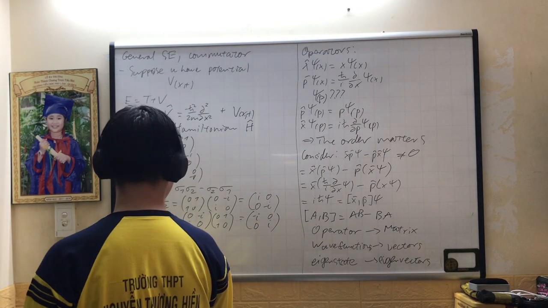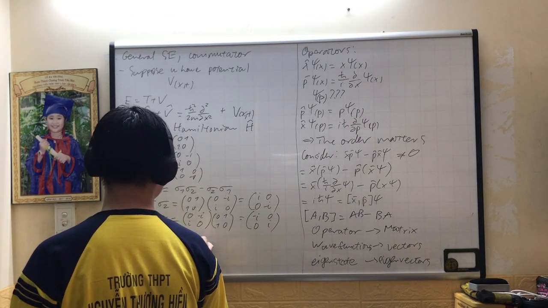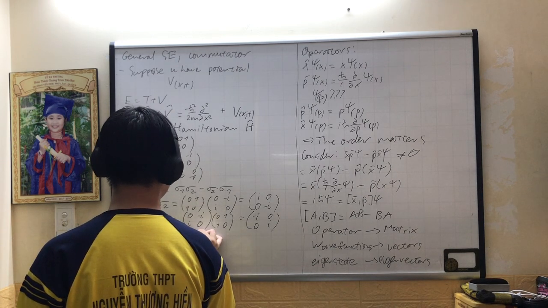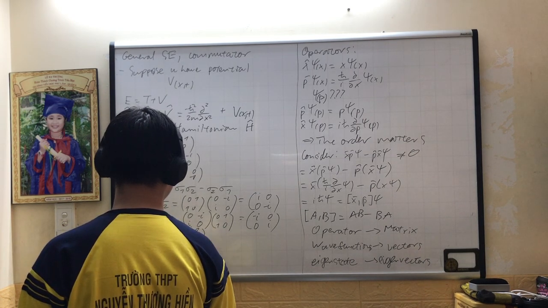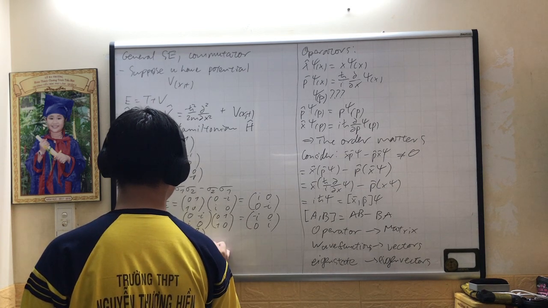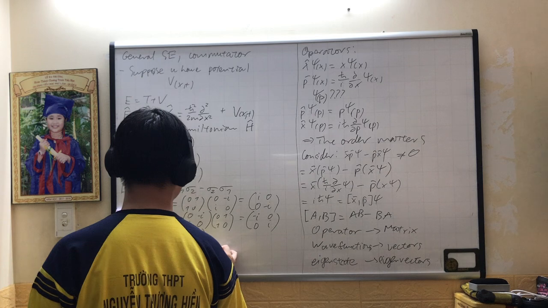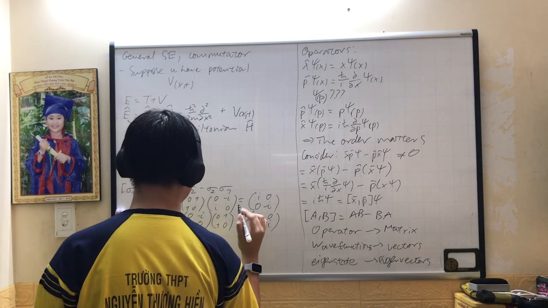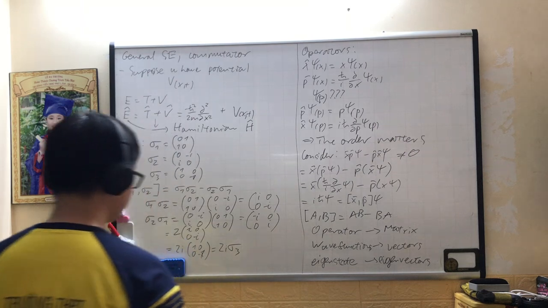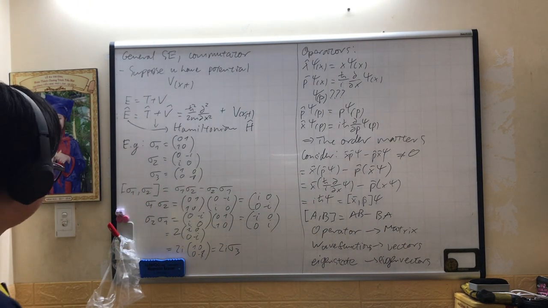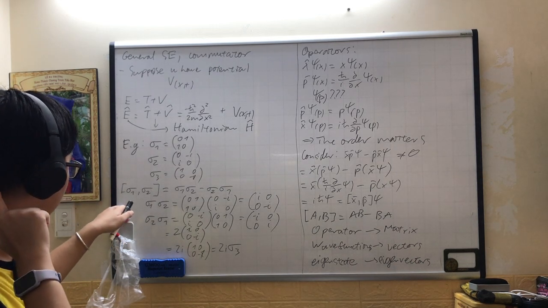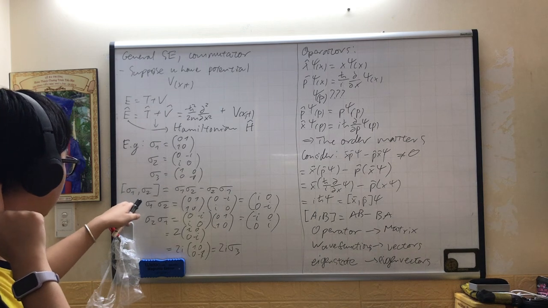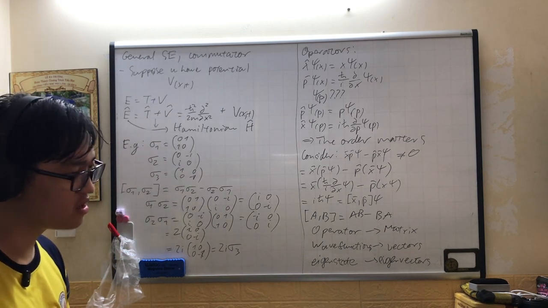And when you put it back, you would get 2i, 0, 0, minus 2i. You factor the 2i out, you get 1, 0, 0, minus 1. This is 2i sigma 3. Yep. You put two matrices in a commutation and you get back another matrix.